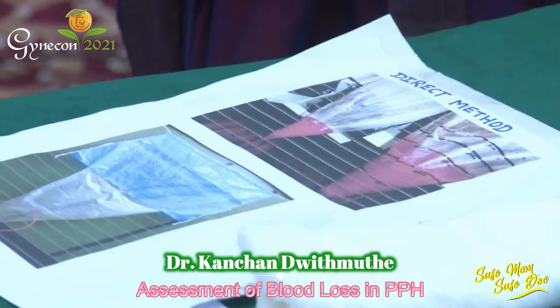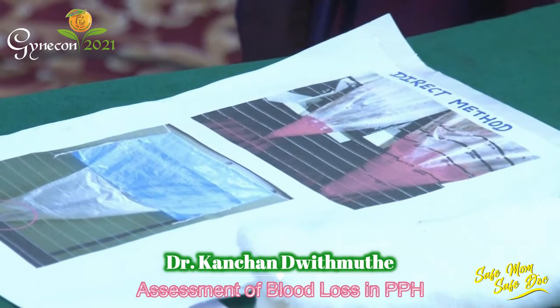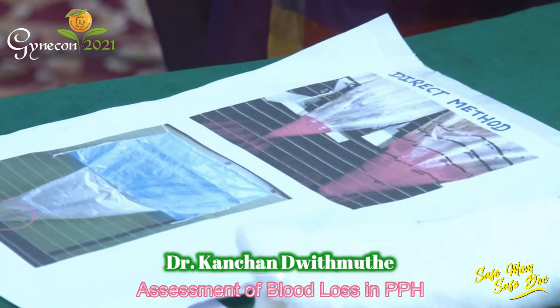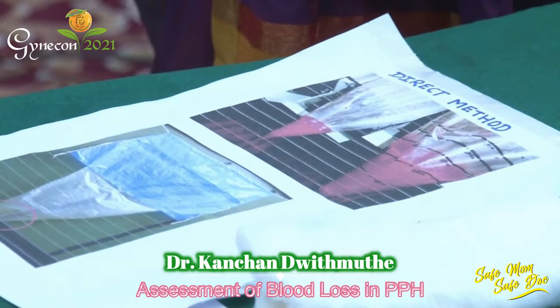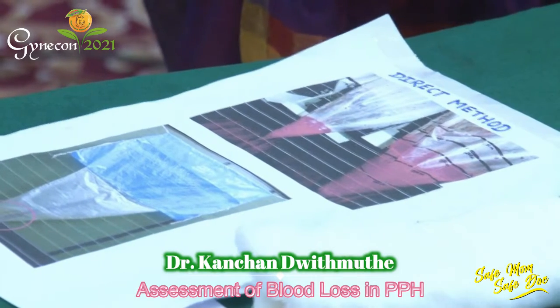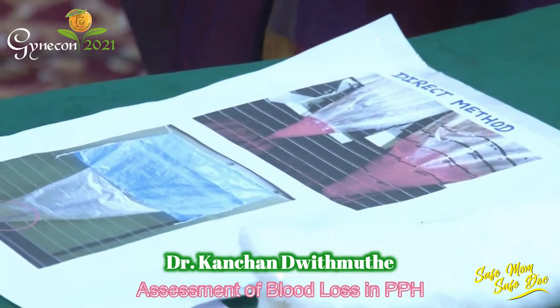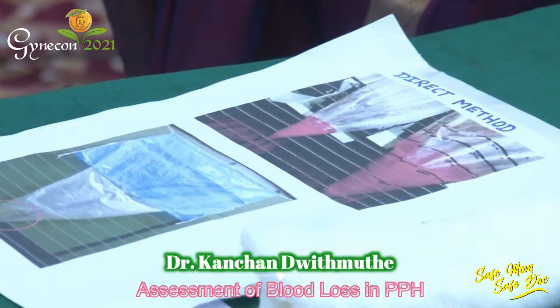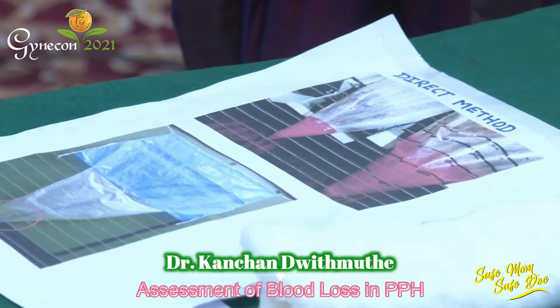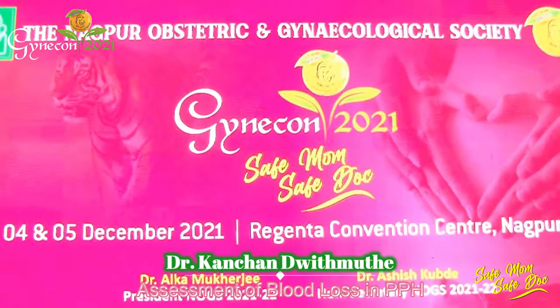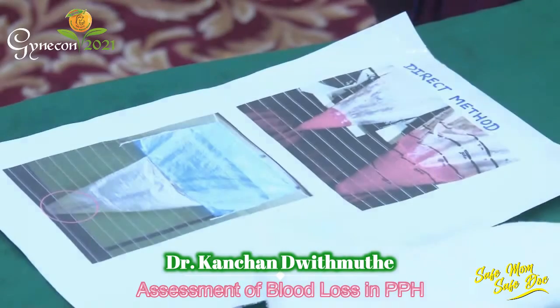So this direct, or quantitative, method of estimation of blood loss is a very accurate method. During cesarean section, we can assess the blood loss by calculating the amount of fluid that is collected in the suction bottle. Again, we have to subtract the amount of suction irrigation fluid or amniotic fluid from that, and then we can assess the blood loss. And for the swabs and mops, we can assess blood loss by the gravimetric method. So this is about the direct method of estimation of blood loss.